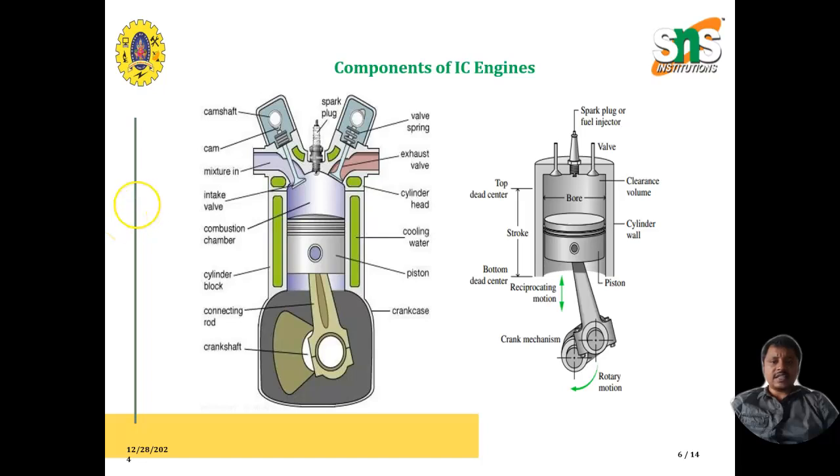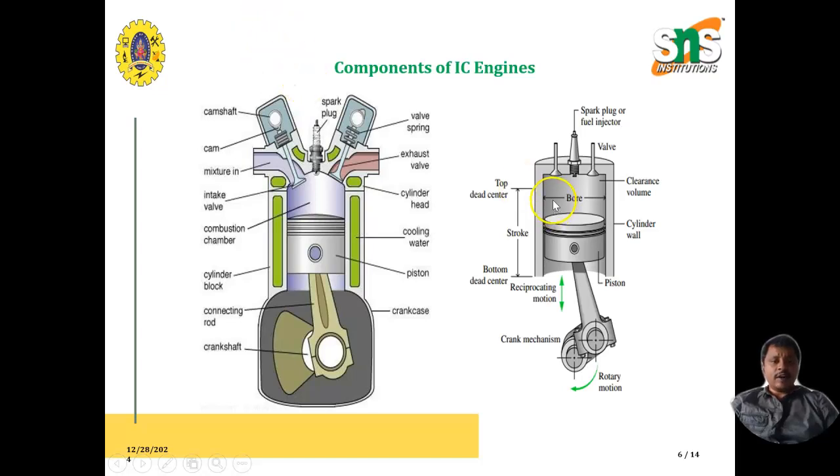Other than this, you can see the green colored part, that is the cooling water passage. The engine is normally a heat generating machine with a lot of heat. This heat has to be dissipated by means of water. Here the water is mixed with coolant so that it is circulated through water jackets. This is how the heat is dissipated by the water.